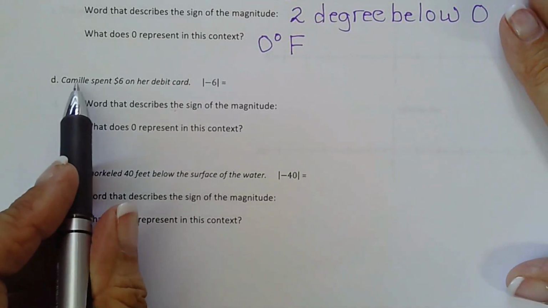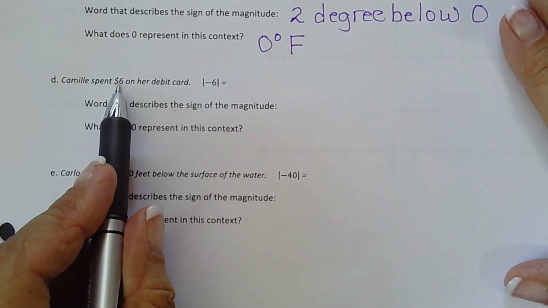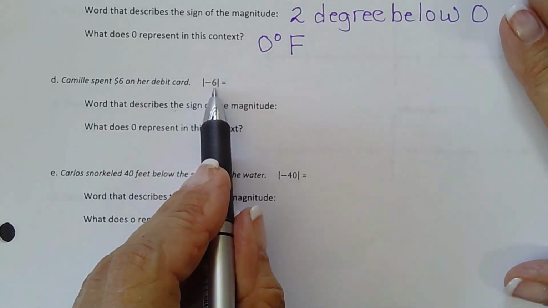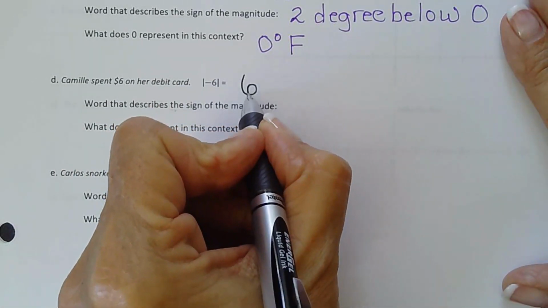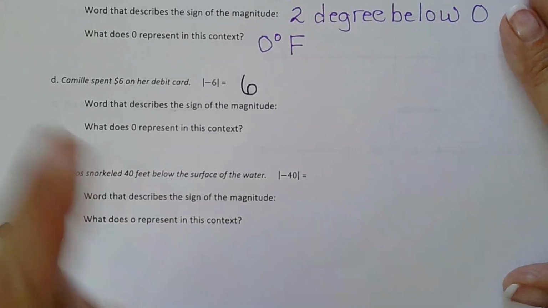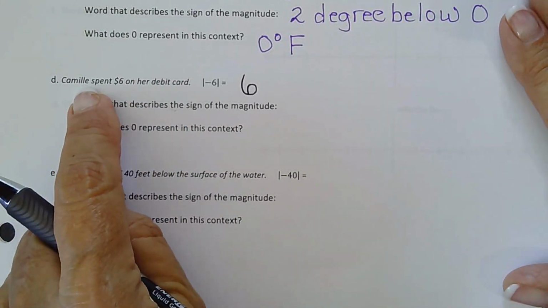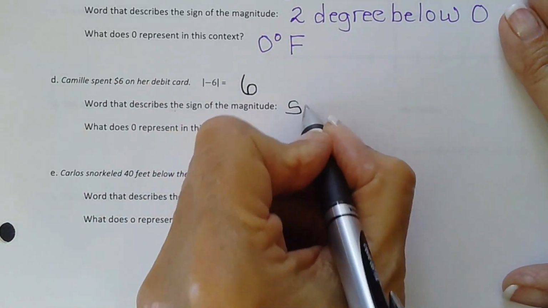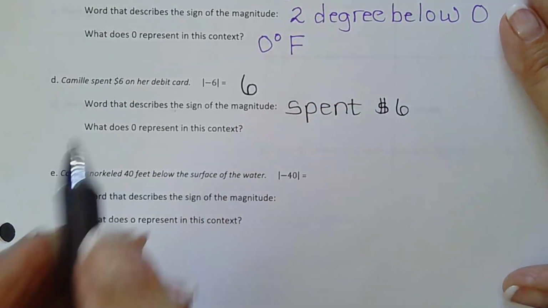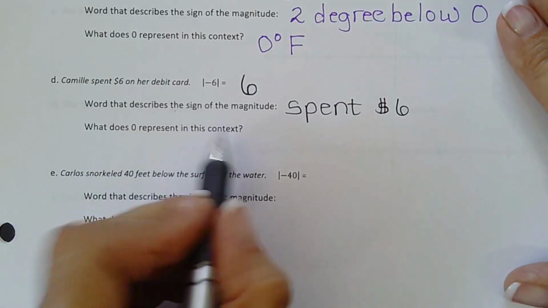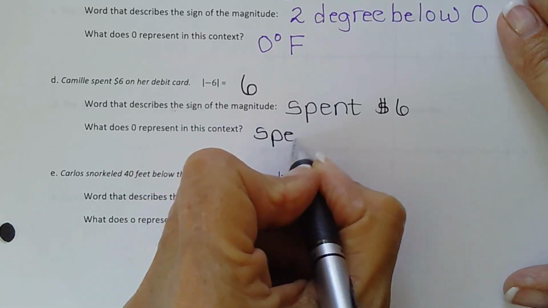Okay, Camille spent $6. We said that means her bank account balance went down 6. That's why the -6 is there. The absolute value of -6 though is always +6. What's the word that makes us know that it's negative? Spent $6. What does 0 represent in this context? It would be spent $0.